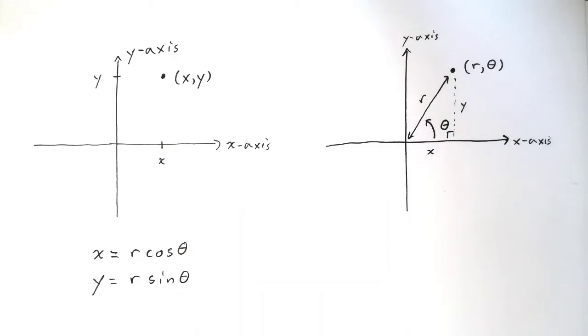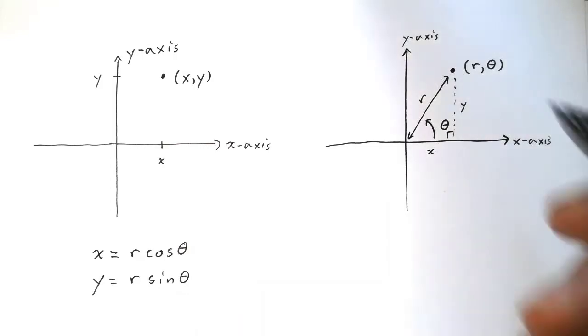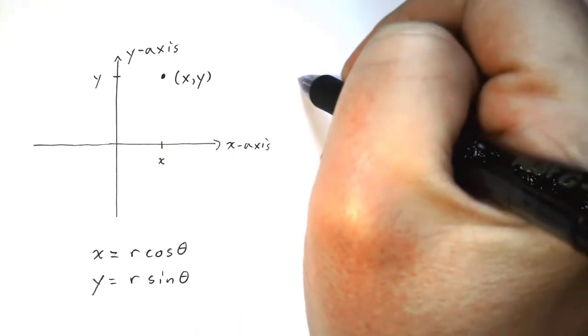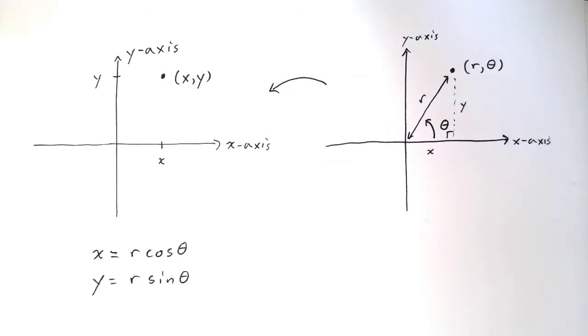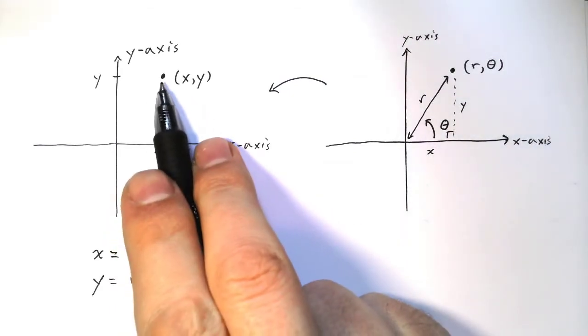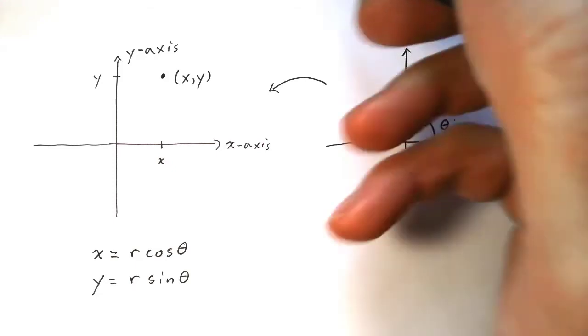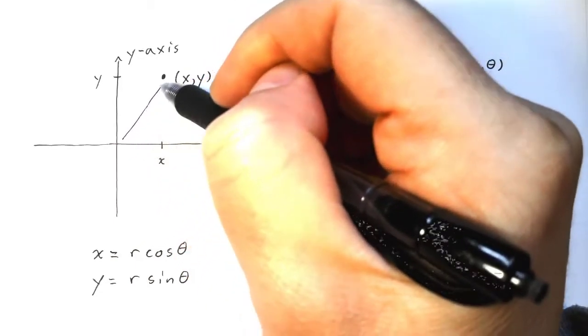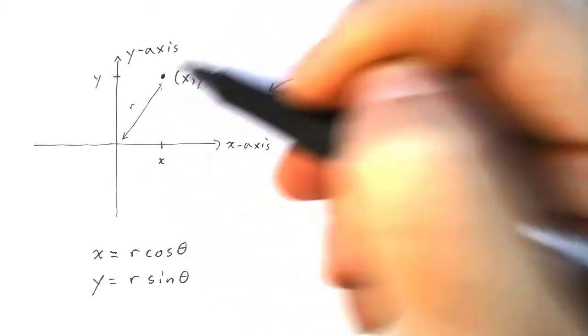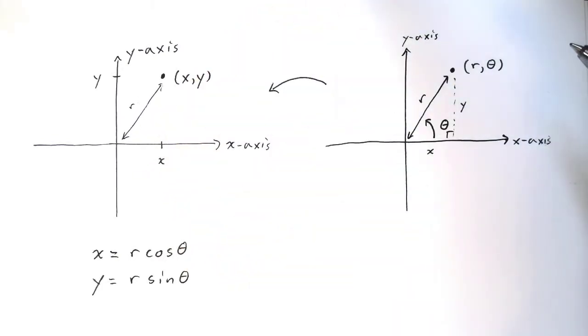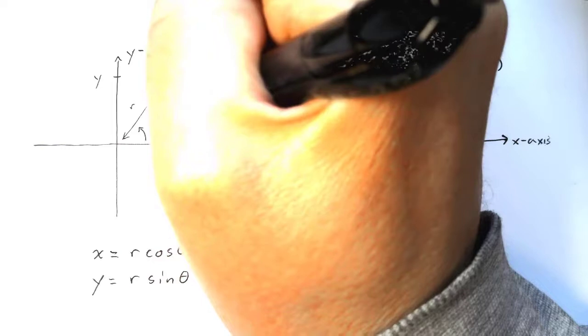That follows from trigonometry. So that's how we convert from polar to Cartesian. Now, what if we want to do the other way around? What if we know our coordinates in the Cartesian coordinate system, and we want to write them down in the polar coordinate system? Well, what we need to do is figure out this distance here, that's our r, and we need to figure out this angle, that's our theta.